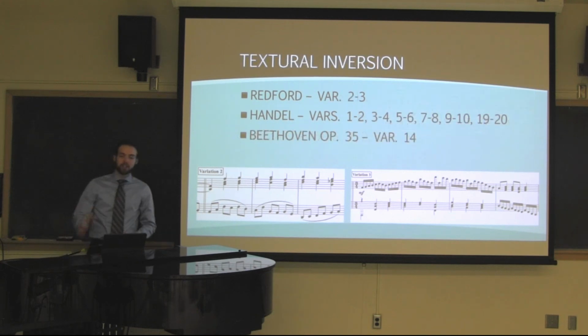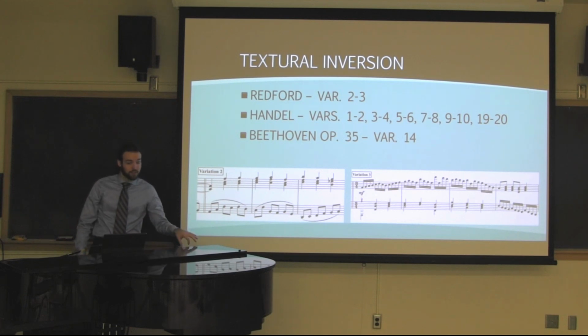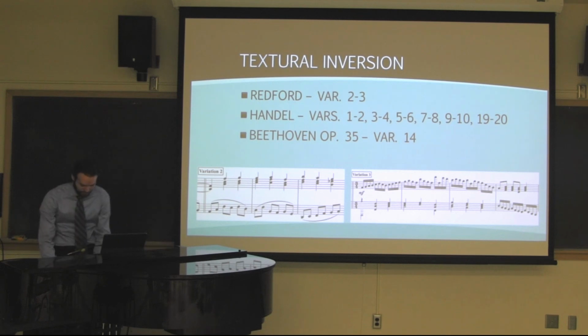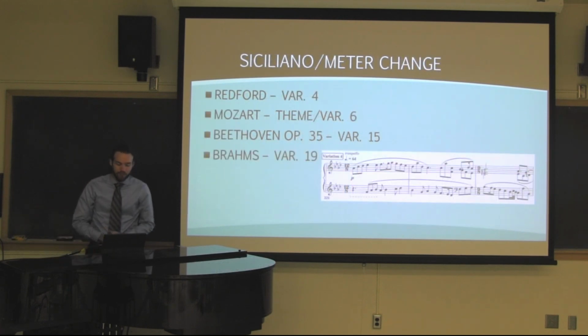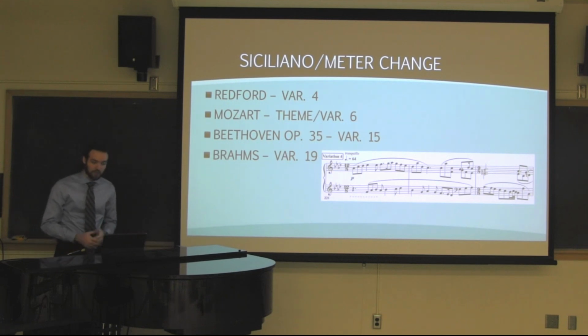And then in that second and third variation, you could hear that the melody was in the right hand, and then the melody was in the left hand, or the theme was in the left hand. So that's an example of textural inversion. Handel did that to group all of his variations, and we saw that with the Beethoven, with the bass line in the top voice. Textural inversion.